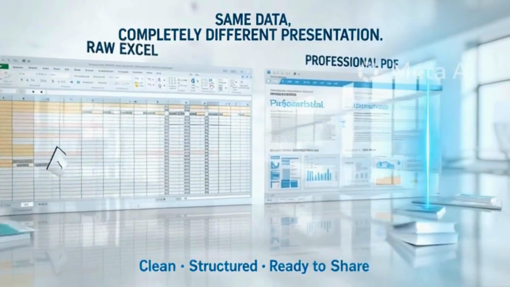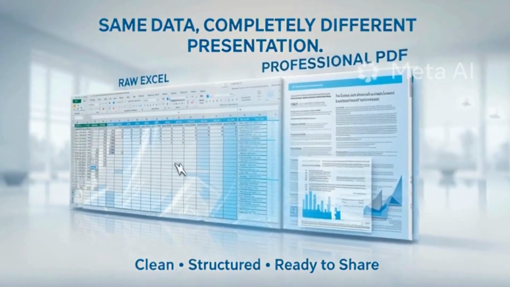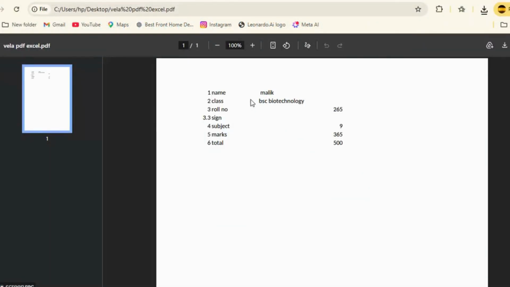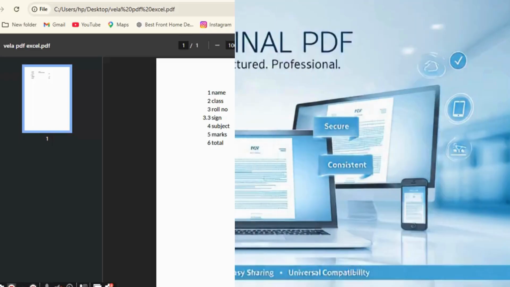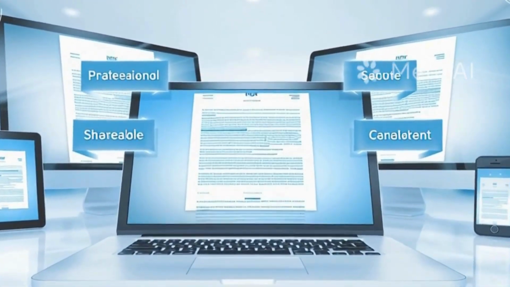Here's the raw Excel sheet, functional but with all the usual formatting risks that come with spreadsheets. And here's the final PDF, clean, structured, and looking exactly like a proper report. Side by side, you can see how much more professional and shareable the converted version is. It's the same data, but presented in a way that's ready for anyone to view anywhere.